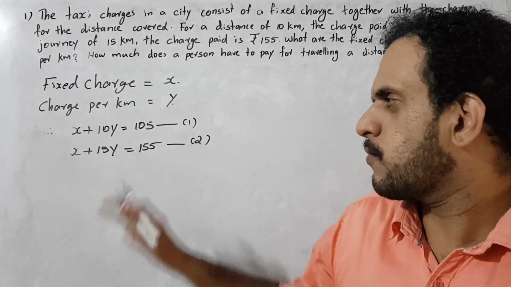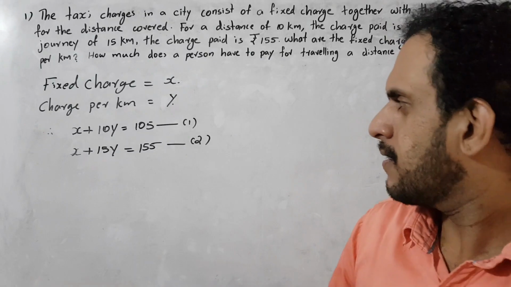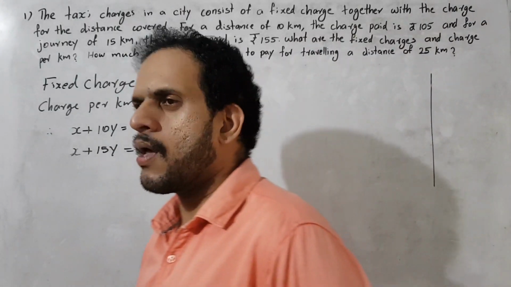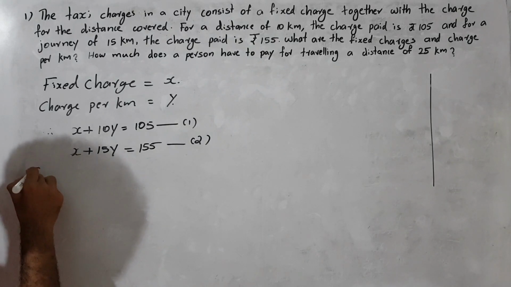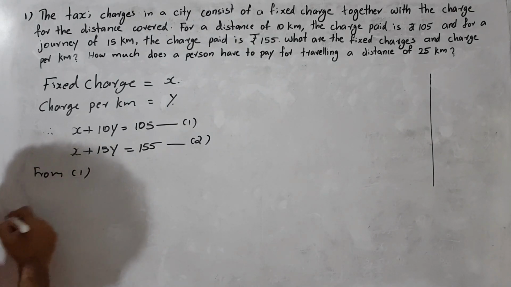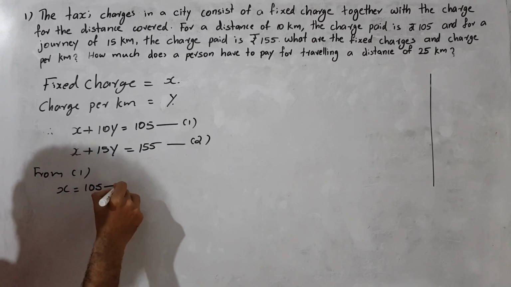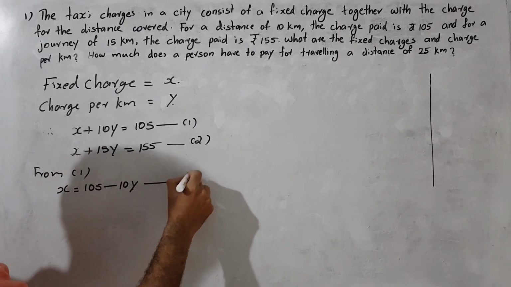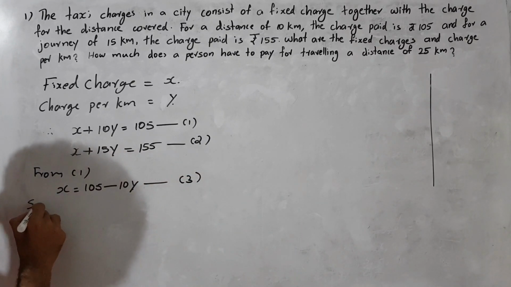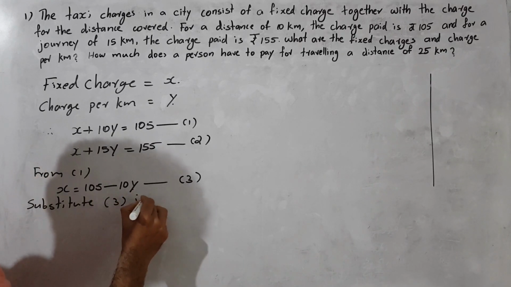Correct? Next we need to convert it in the form of x equal to, or y equal to. Here I am using the first equation and making x the subject. From 1, x is equal to 105 minus 10y. Equation 3. Then what is next? Substitute equation 3 in 2.